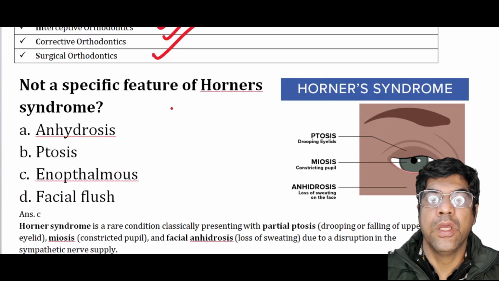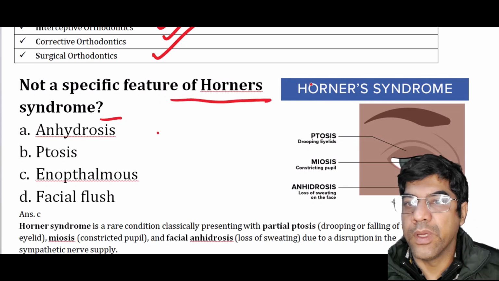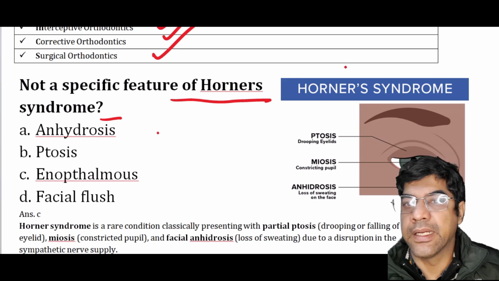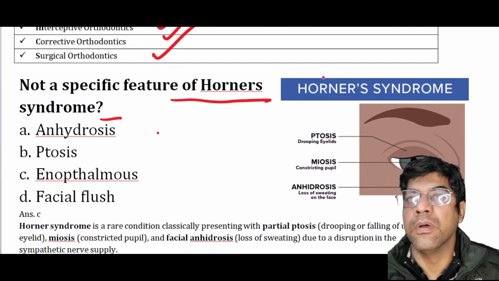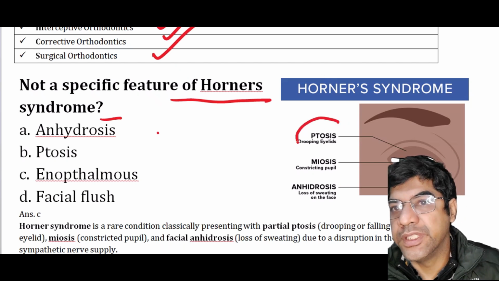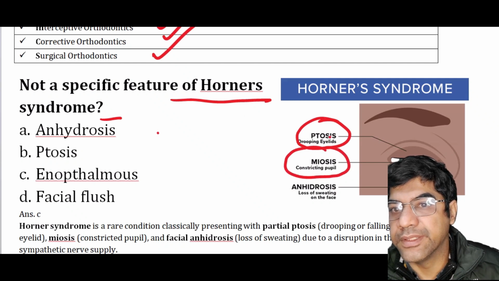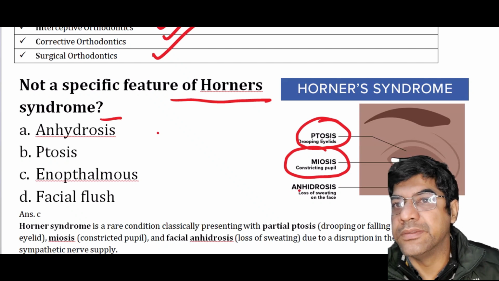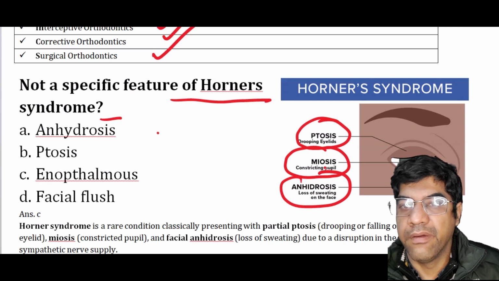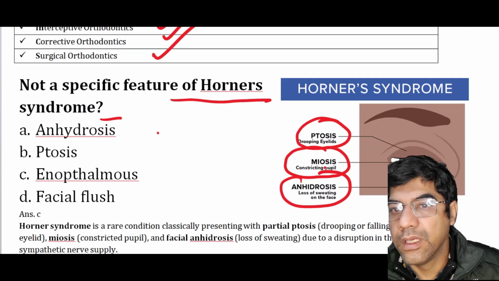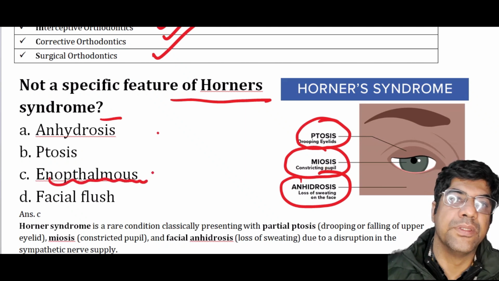Coming to the next question, note a specific feature of Horner syndrome is. Horner syndrome, we know it is a neurological condition that is characterized by disruption in the sympathetic nerve pathway. So the triad is ptosis, there would be drooping of eyelid. Second, there is miosis, that is constricted pupil, and there is anhidrosis, that means loss of sweating on the affected side of the face. So the answer would be C, enophthalmos.